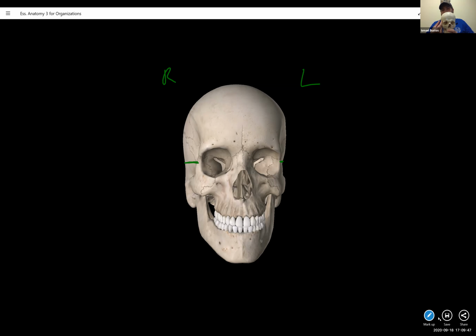So if this distance gets bigger, that means that the face went towards the left. If the left side gets bigger, the face went towards the right. So there was rotation to the right. Okay, so that's how you're going to determine if you have rotation. You're looking at the distance between that lateral margin of the orbit and the lateral cranial cortex.